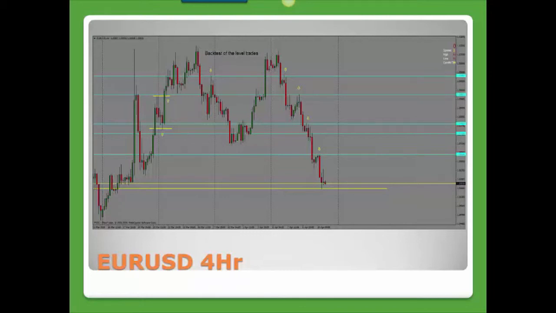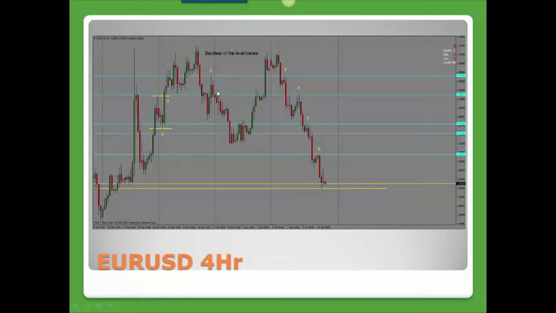So if you see this level over here, there's multiple reactions along this point as well. So that's an important line. This price level as well, there's been multiple reactions. Here as well, there's been multiple reaction points. So these are some of the important levels, and these are the levels that we are looking for to see if any trades set up.